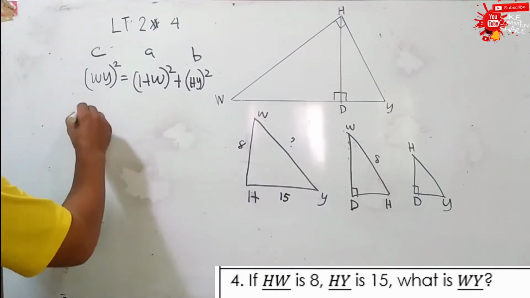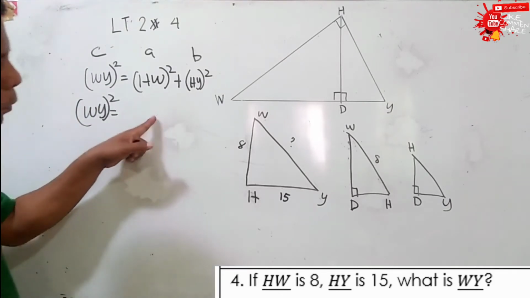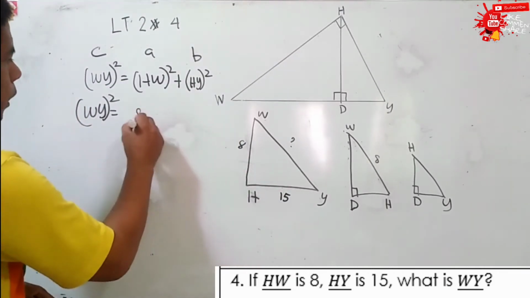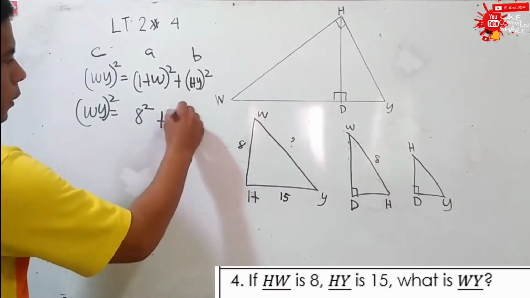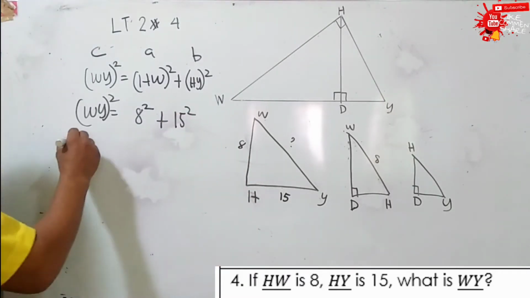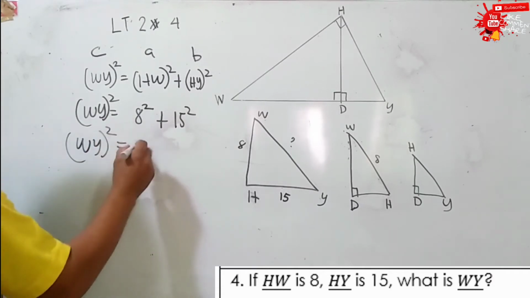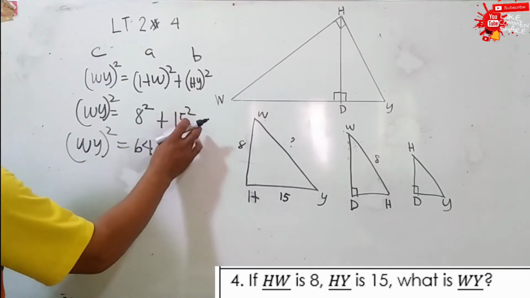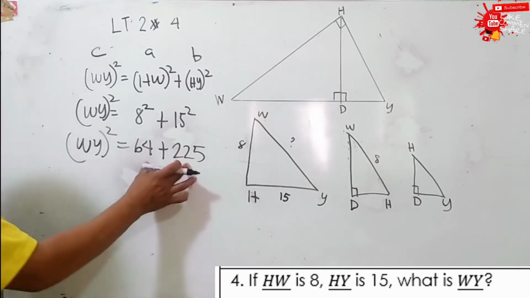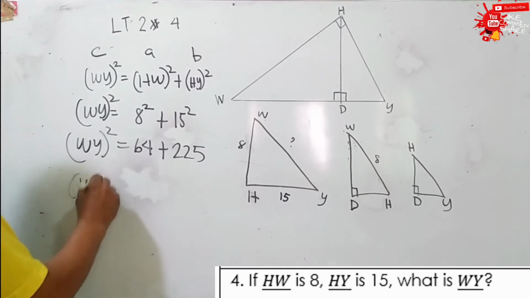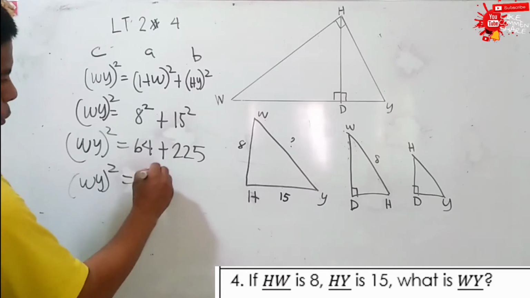Substitute. So, WY is missing. Okay? HW natin, ito po yan. So, that is 8 squared plus HY is 15 squared. So, simplify. Okay? So, 8 squared ay 64. Ang 15 squared is 225. Combine. Okay? So, that is 64 plus 225. That is 289.